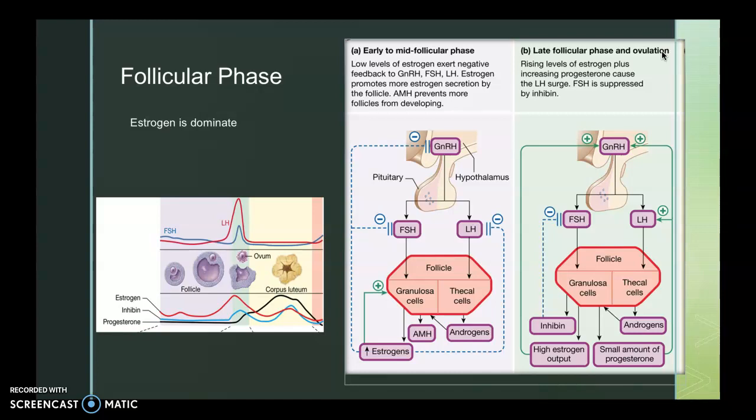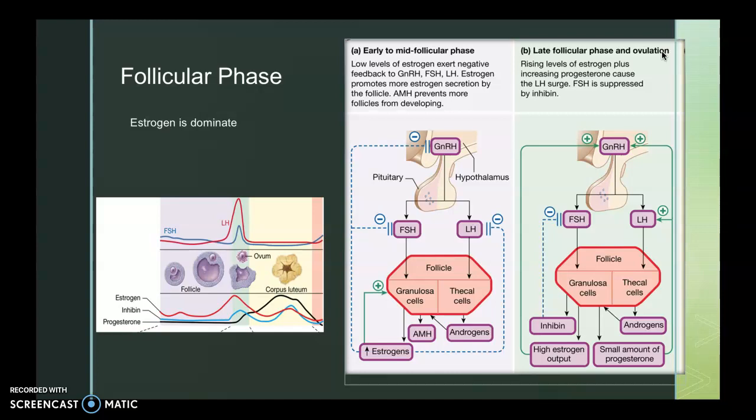AMH is important because it decreases the follicle sensitivity to FSH. This is physiologically important because it stops multiple follicles from maturing or going through another cycle. So it pauses the follicles and says, nope, we need to go through a cycle first before we can secrete another one. So that's the importance of AMH.